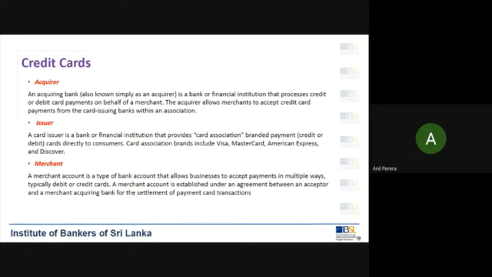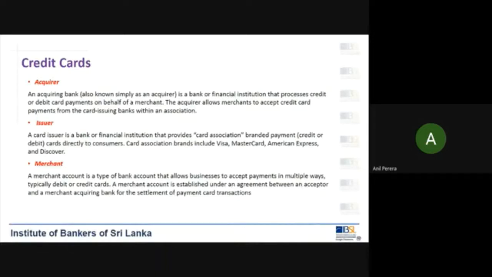The acquiring bank, simply the acquirer, is the bank or the financial institution that processes the credit or debit card payment on behalf of the merchant. The merchant only has the POS machine and gets the credit card presented to him. When he swipes or taps the credit card on the POS machine, the transaction has to be acquired by some financial institution. So the acquirer bank will facilitate this transaction. In other words, the acquirer allows the merchant to accept credit card payments from the card issuing banks with an association. Right? So that is the acquirer's role.